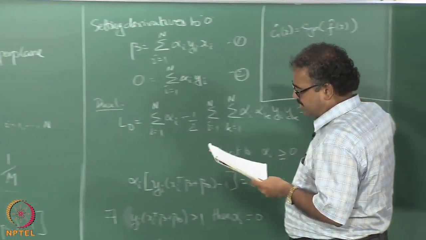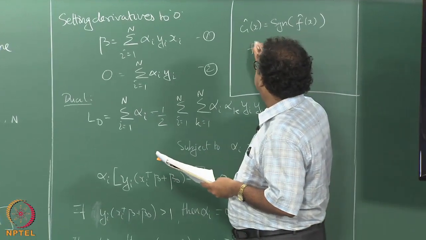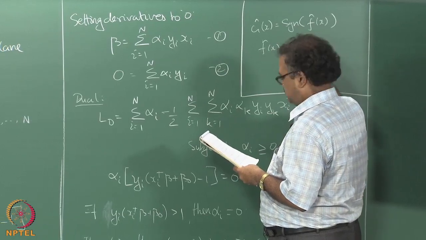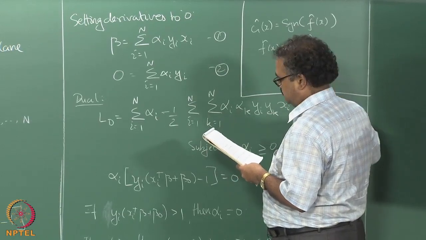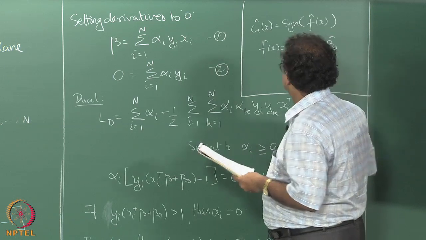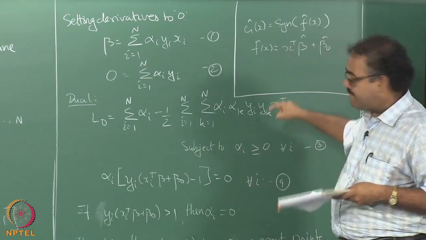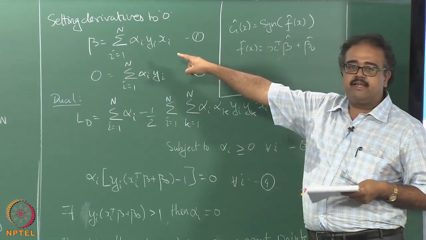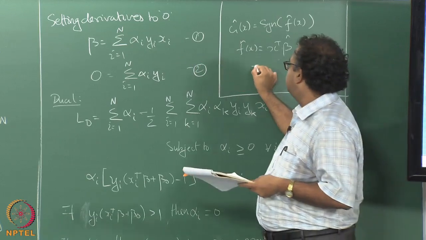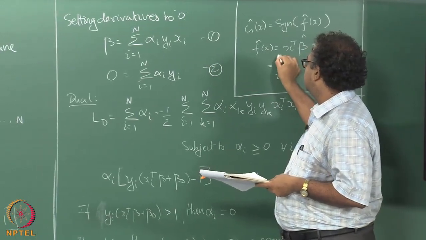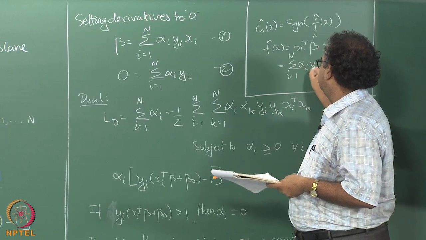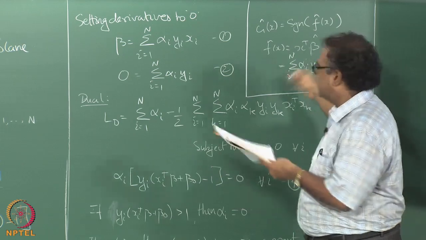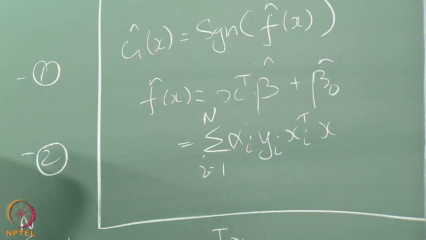So one thing to note is my f hat. How is this going to look now that I've given the form for beta here? This is essentially going to look like this. I can flip these things around anyway. That plus beta naught, right?